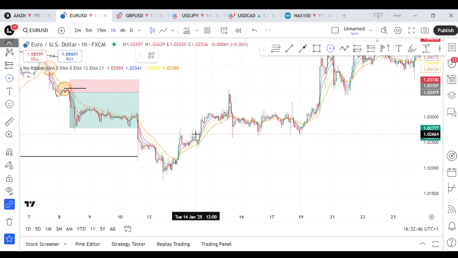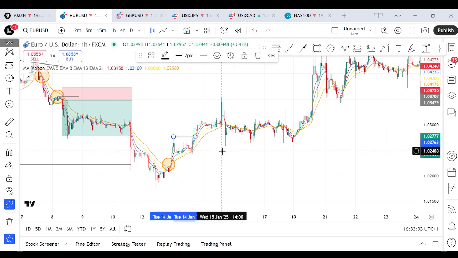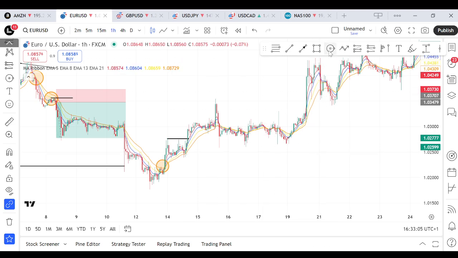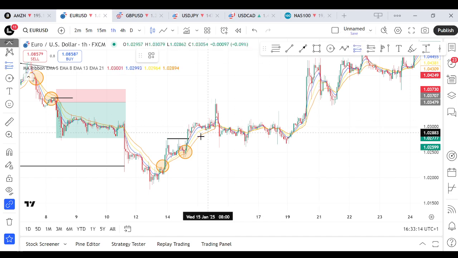We have one forming here, the crossover happening here, and we have the 8 period above the 13 above the 21, and the 5 above all of them, just like we can see. And the next thing is to look for price action. We could either use the market structure shift to the upside, or we could use rejections from this moving average, using the moving averages as support. We just look to take buys from here.